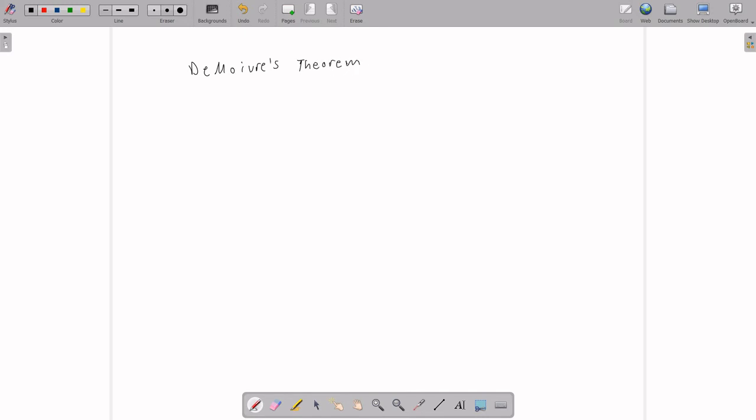If you have been through precalculus, then you have probably already encountered this theorem. However, I know, especially last year, because the semester got cut in half, you probably didn't get to this, or maybe briefly went over it. So what does De Moivre's theorem say?